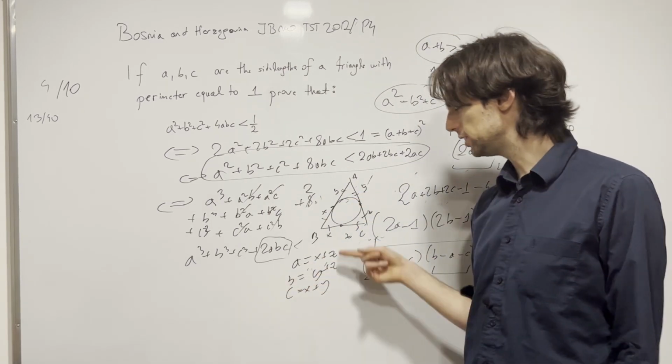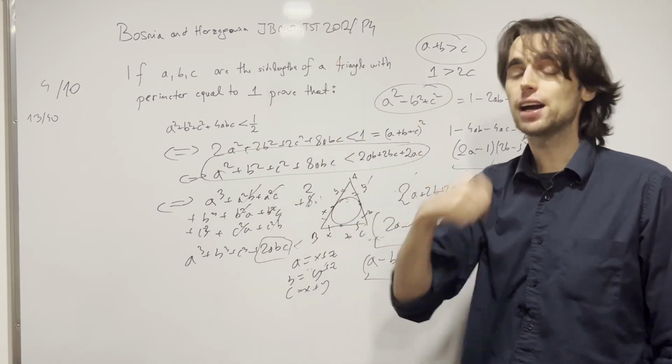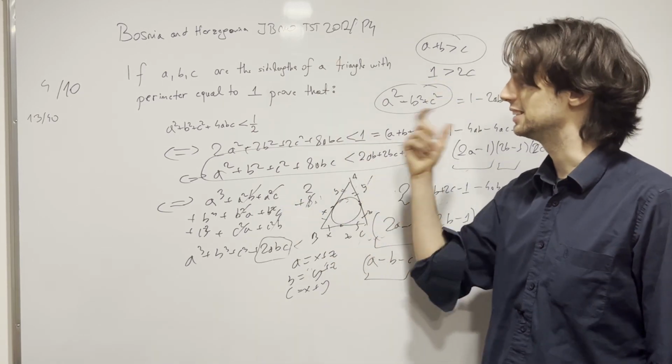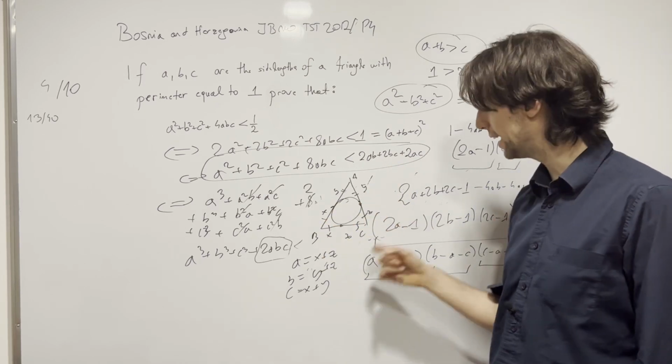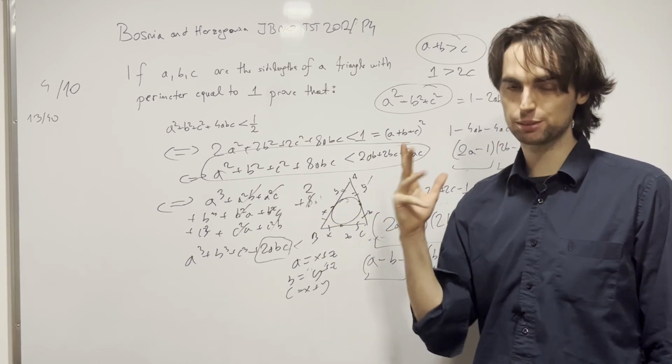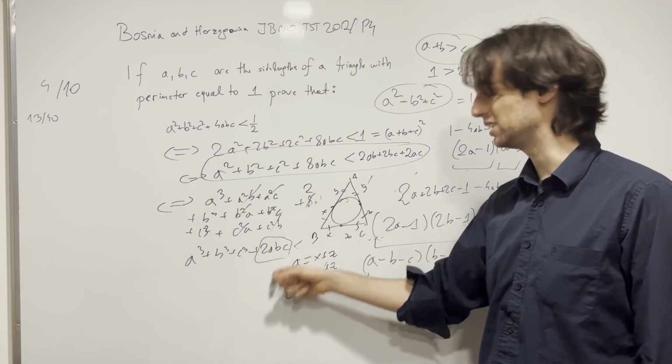And once you set a, b, c to this, you have effectively used the fact that this is a triangle. That's enough, right? If for any x, y, and z, which are positive real numbers, there exists a triangle with these side lengths.